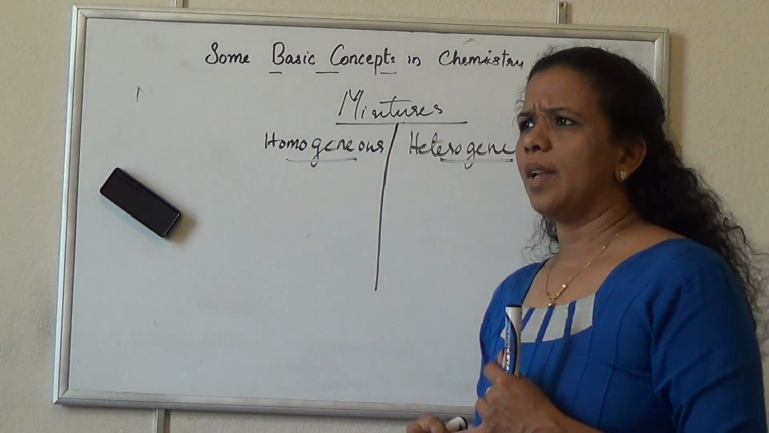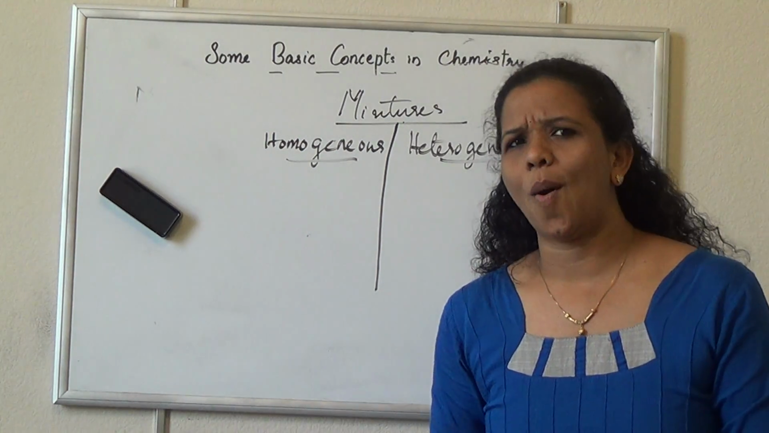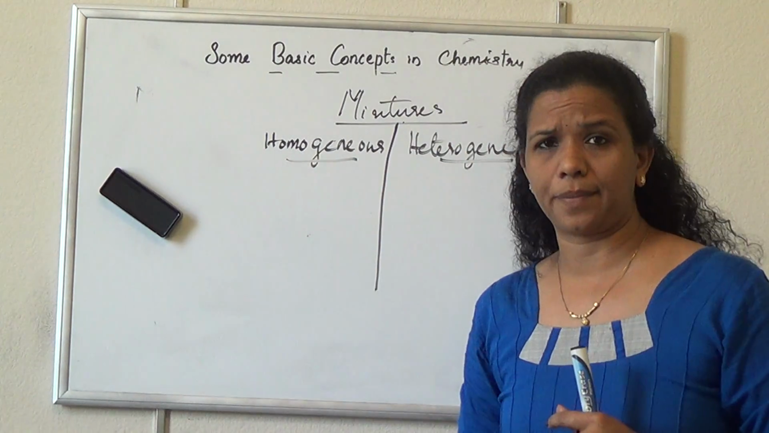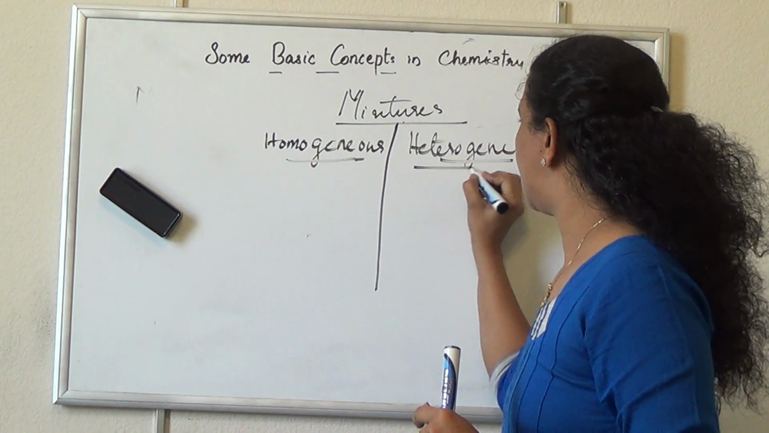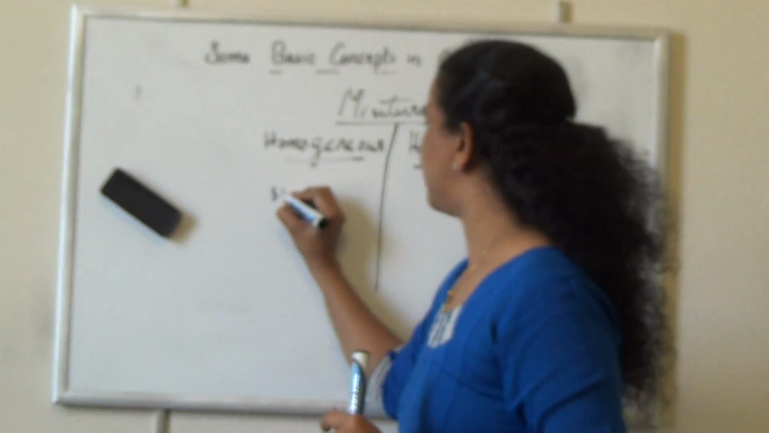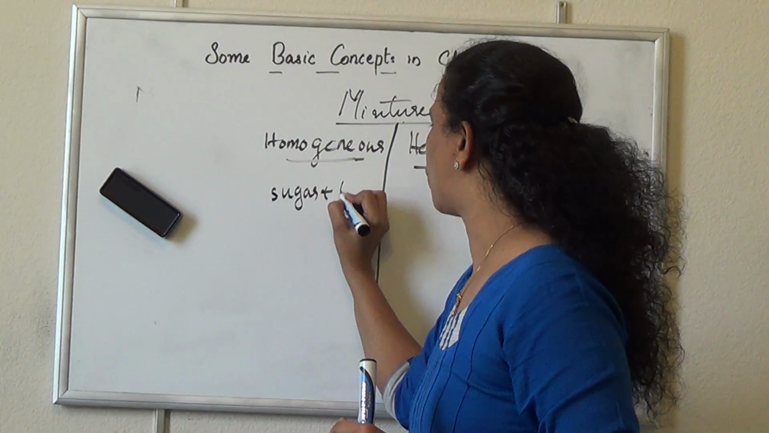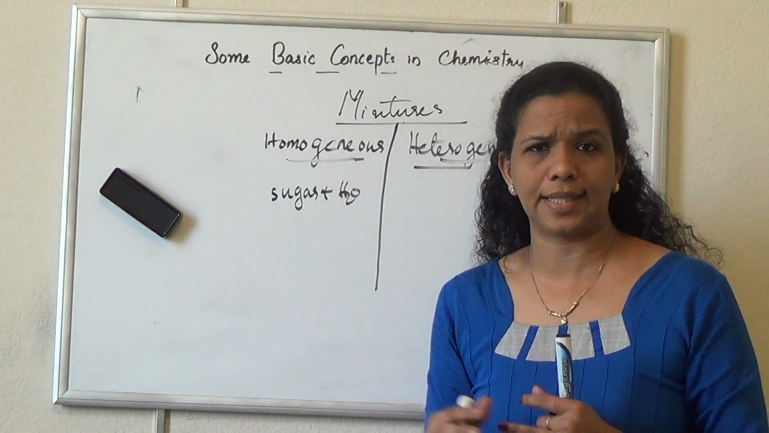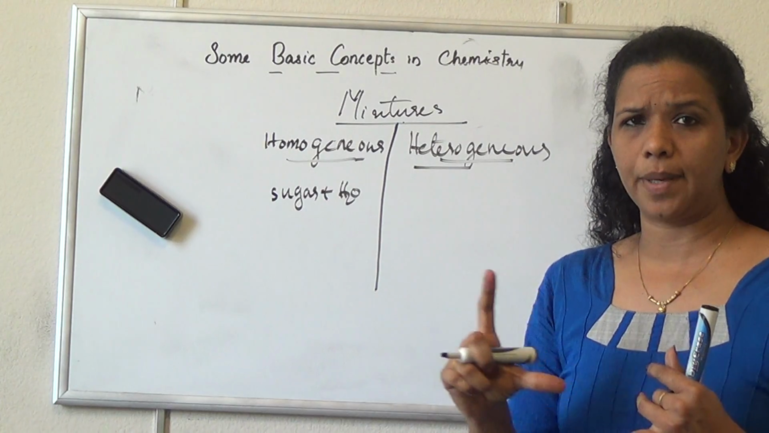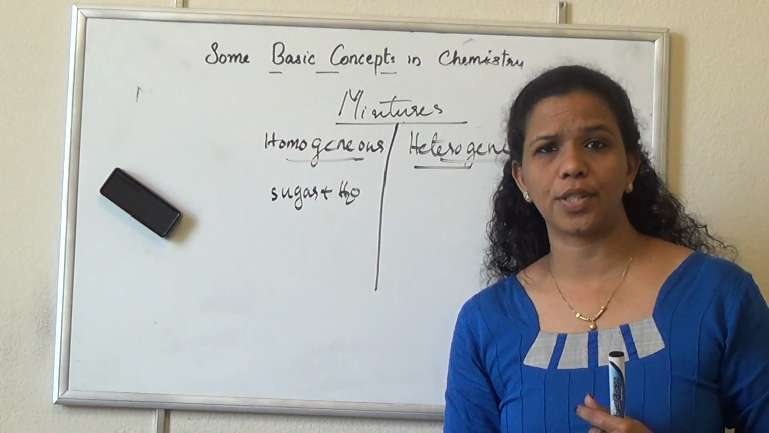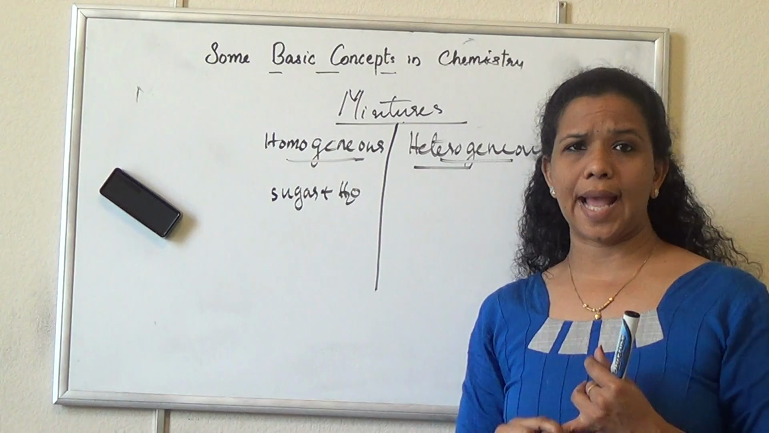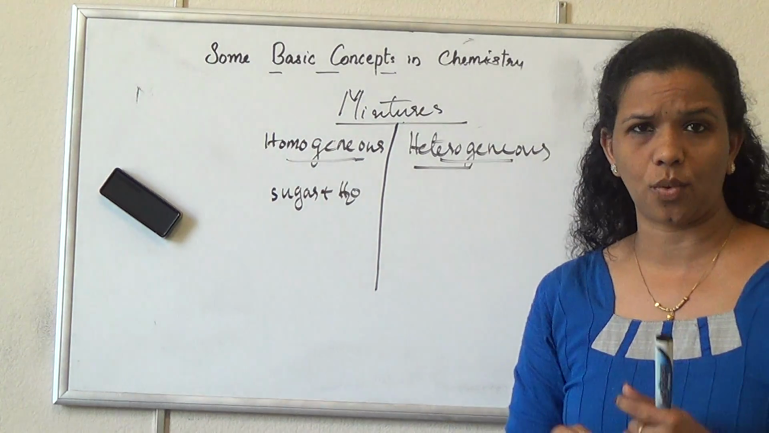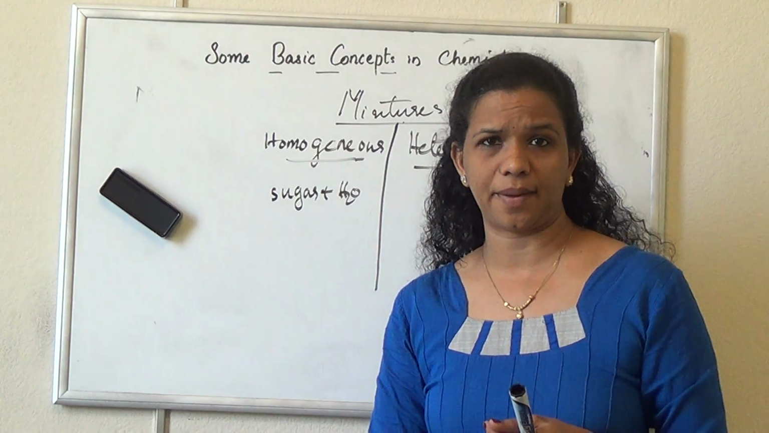Homogeneous, actually it appears like a compound. We cannot easily distinguish it as a mixture. For example, a sugar solution. Sugar plus water. Take a glass of water and add some sugar to it and stir. After some time we will get a complete, clear, homogeneous solution. When we look into that, we cannot find any sugar particle. We can see only water, or we can see only sugar solution.